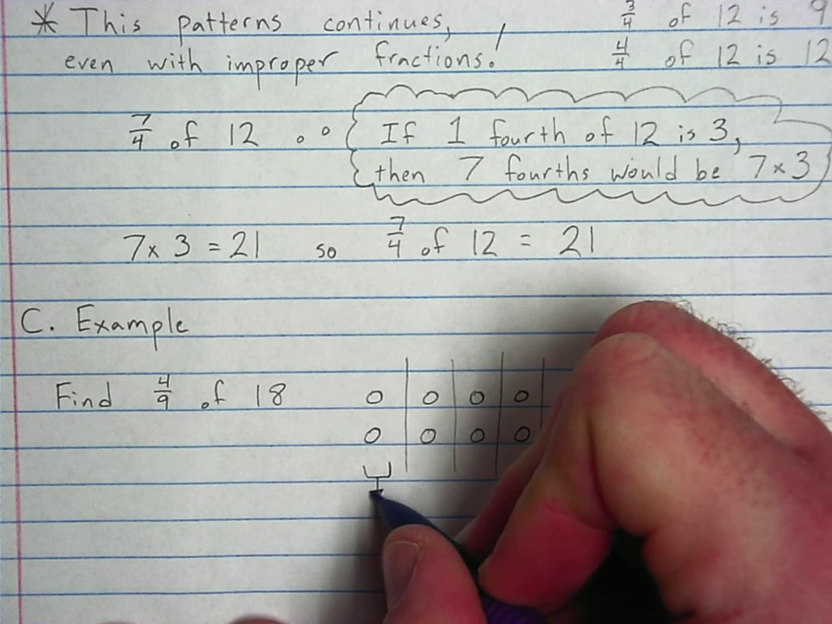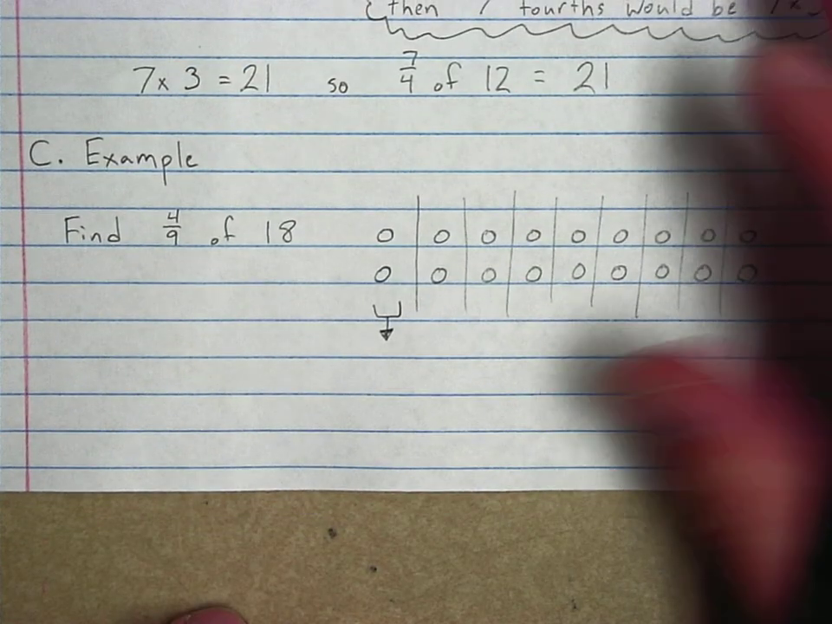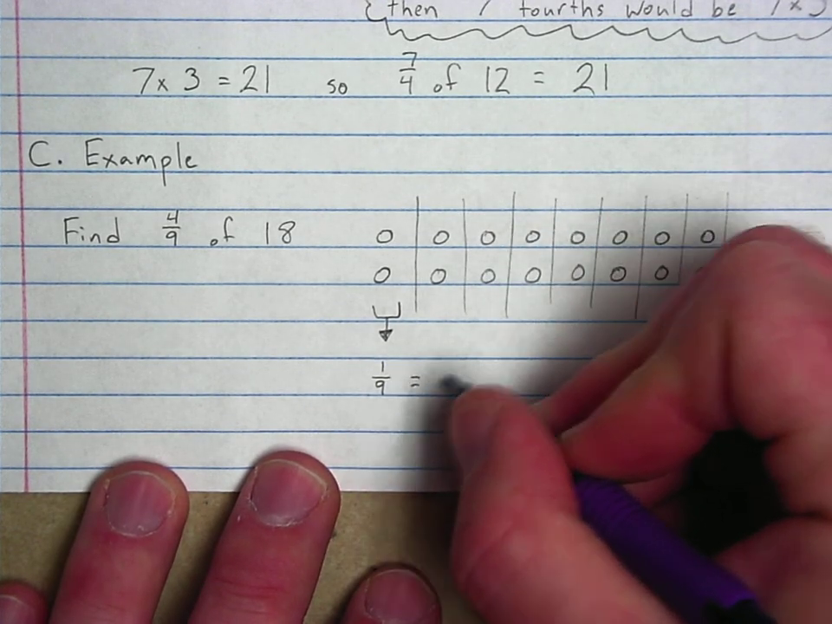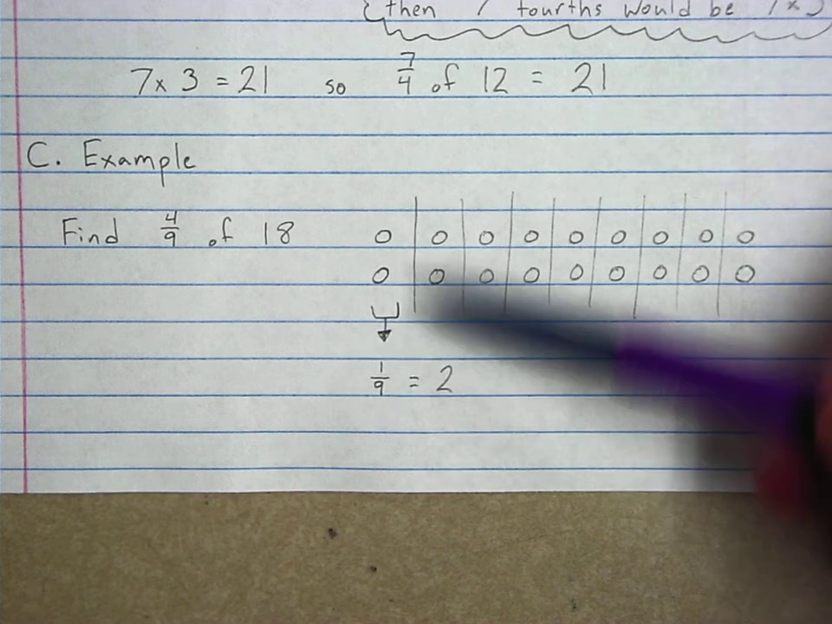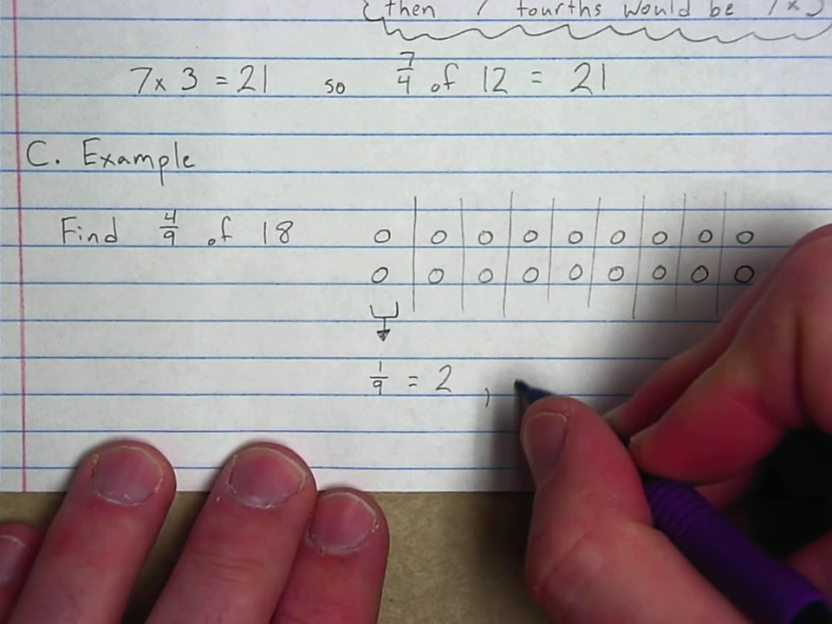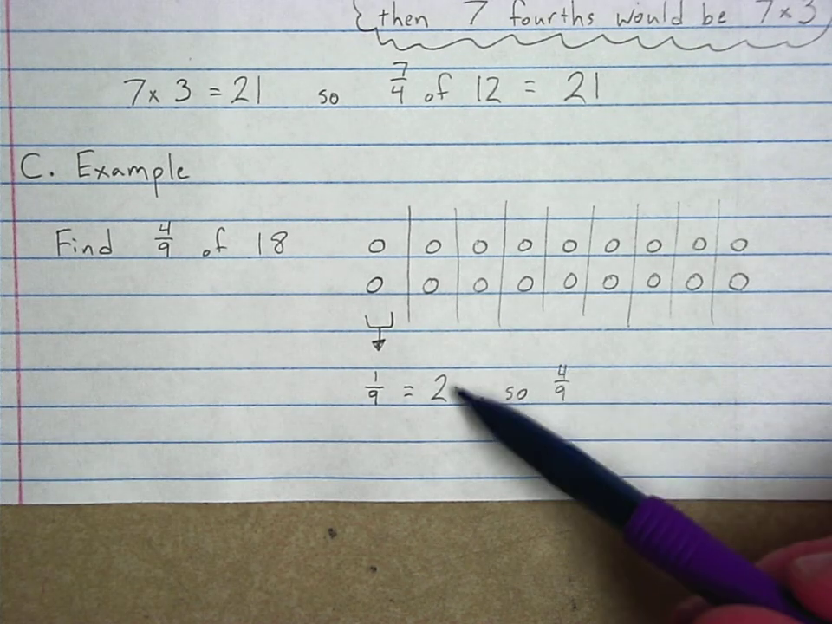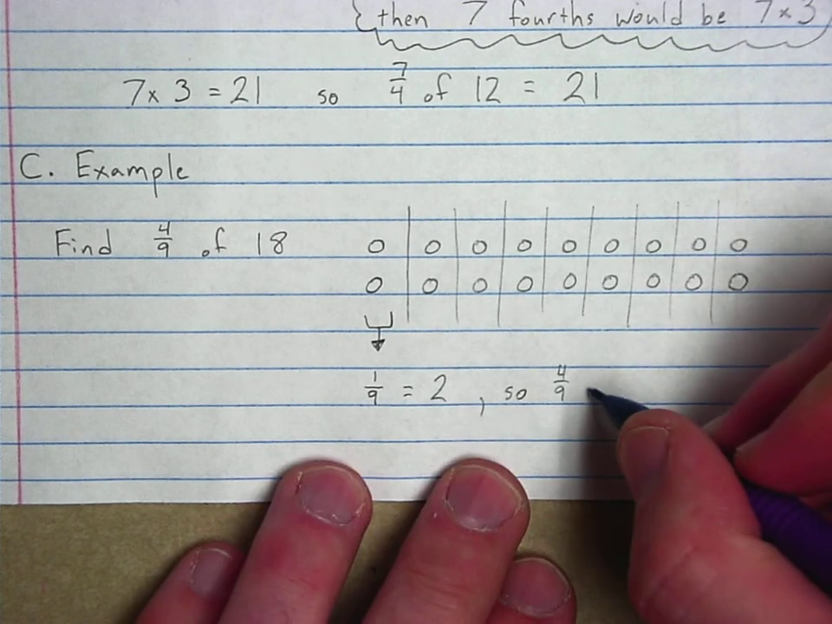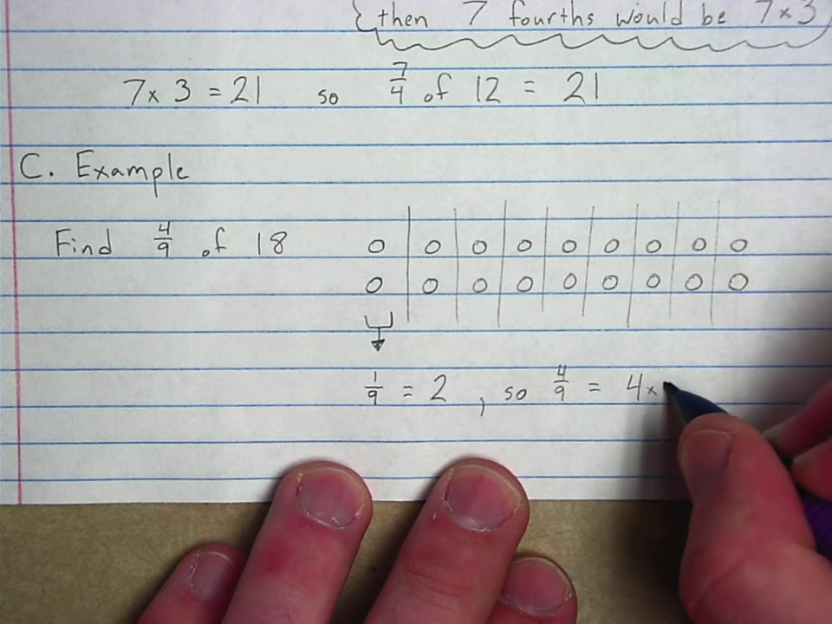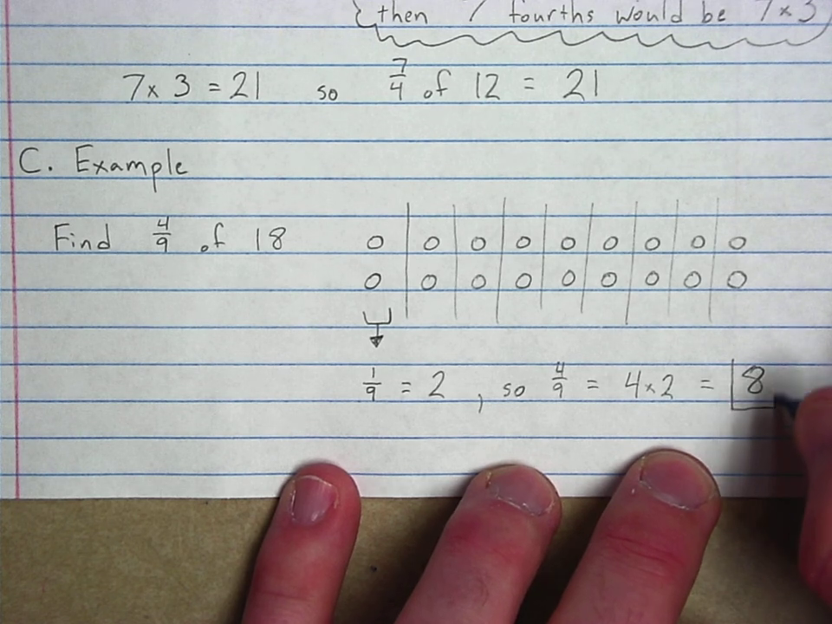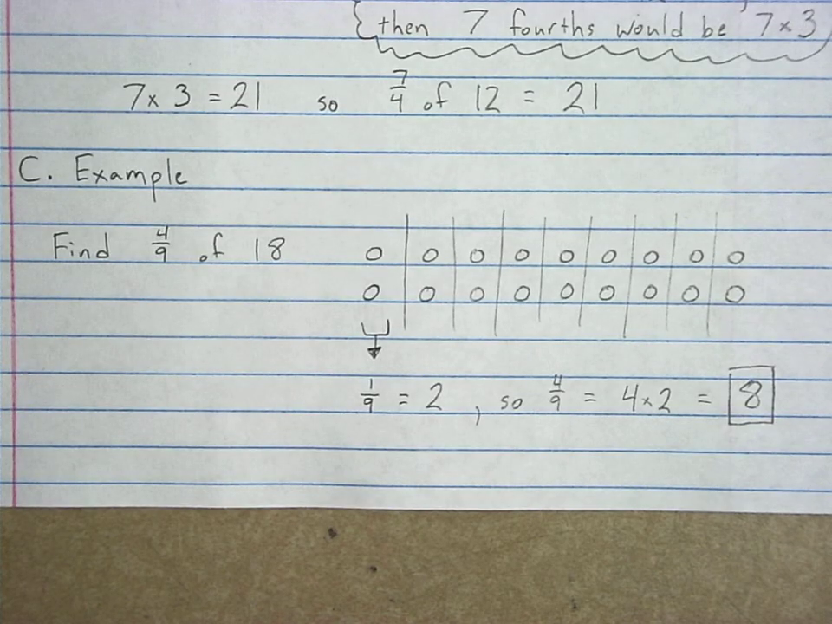So let's go ahead, slide this up a little bit so we have some more room. 1/9 is equal to 2. So 4/9 is again 4 times that. 4 times 2, which gives me 8. And that's the same answer I got when I just counted it out. Arrays are really nice because they're very visual, very clear. You can just look right at them.